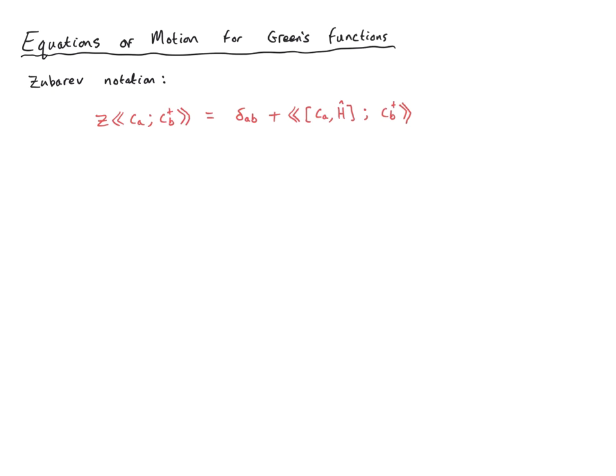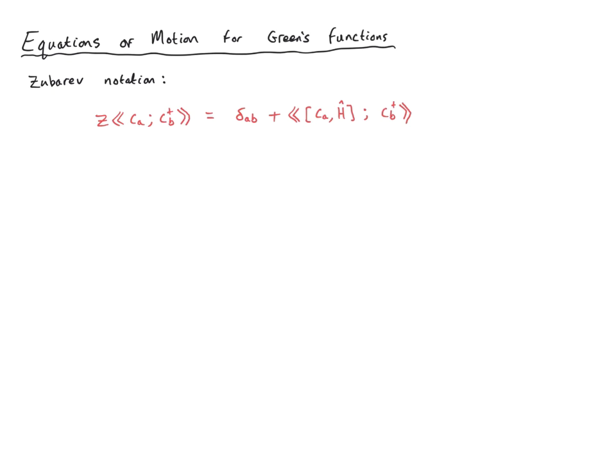Then we have another correlation function. This is not the same as the one on the left-hand side, generically, because we have different operators. Here, the Green's function involves the operator which is formed by the commutator of Ca with the Hamiltonian. And then after the semicolon here, we have Cb dagger as before.